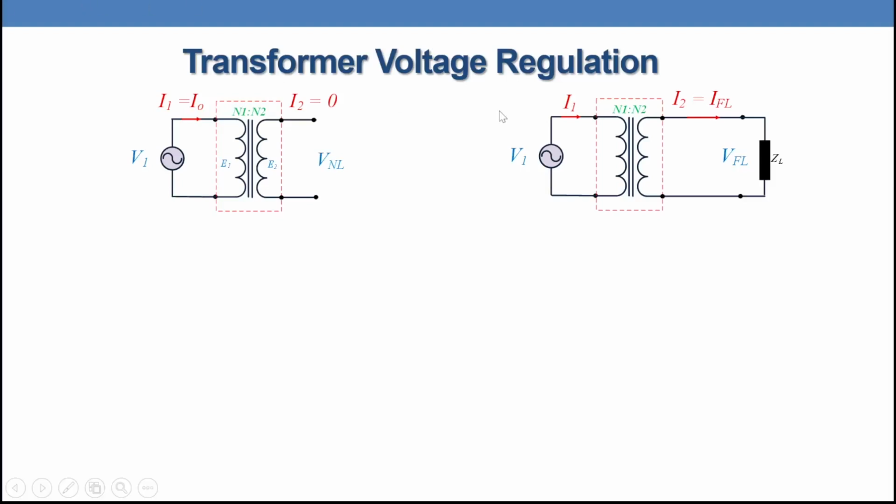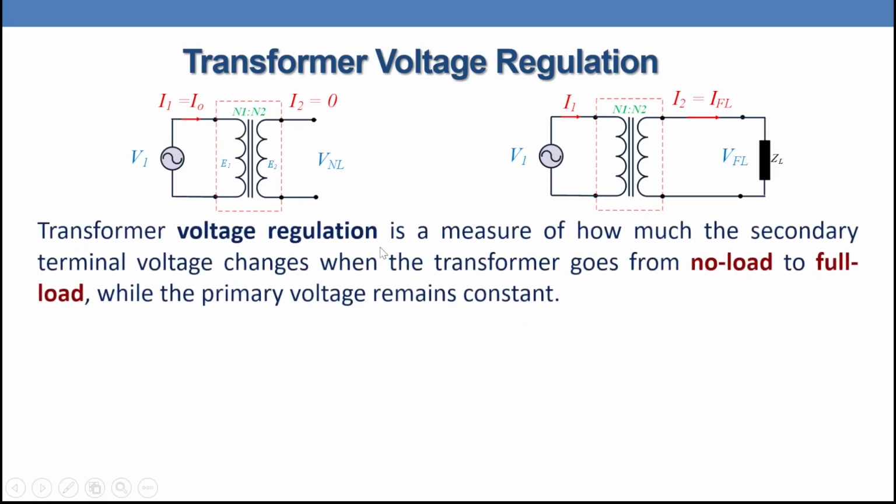So what is the transformer voltage regulation definition? As we can see here on the left side, we have a transformer connected to a primary voltage V1, while the secondary has no load, so the no load current is zero, and the terminal voltage between these two points is the no load voltage. While on the right side, we have the same primary voltage V1, and the load takes full load current, so the voltage between these two terminals is the full load voltage. So what is the definition? Transformer voltage regulation is a measure of how much the secondary terminal voltage changes when the transformer goes from no load to full load, while the primary voltage remains constant.